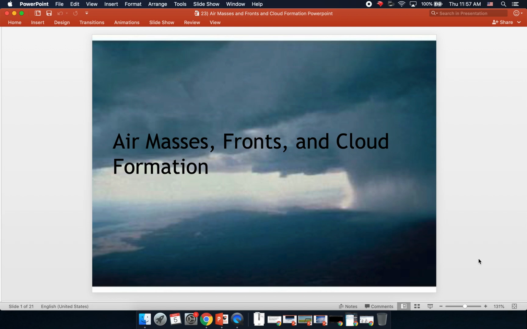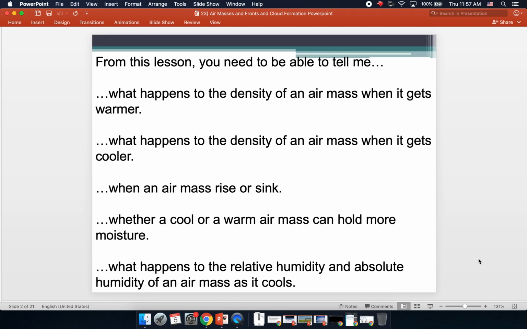This lesson is on air masses, fronts, and cloud formation. From this lesson, you need to be able to explain what happens to the density of an air mass when it gets warmer, what happens to the density of an air mass when it gets cooler, when an air mass will rise or sink, whether a cool or a warm air mass can hold more moisture, and what happens to the relative humidity and absolute humidity of an air mass as it cools.